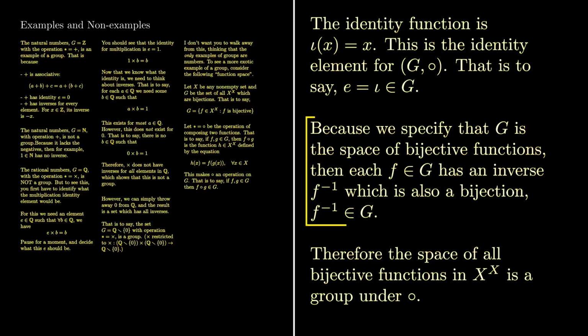And you should be able to easily check that f composed with its inverse is equal to iota. And that concludes the check that this is in fact a group, that the bijective functions from X to X form a group under the operation of composition.